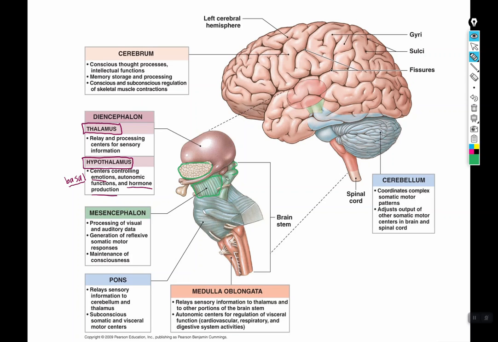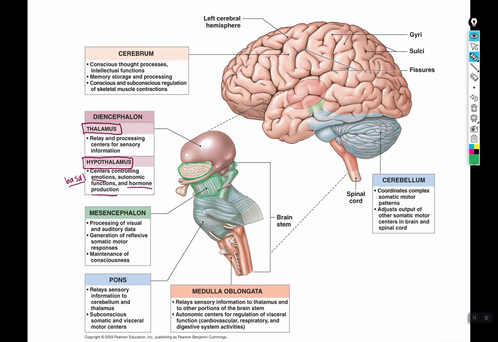So the rear portions are largely responsible for essentially patterned and automatic motor responses to auditory and visual stimuli. So hearing a noise behind you and jumping and kind of orienting towards it, those sorts of things. And also because there's elements of something called the reticular formation inside the mesencephalon, it is also involved in maintenance of consciousness. So the state of you being and staying awake.